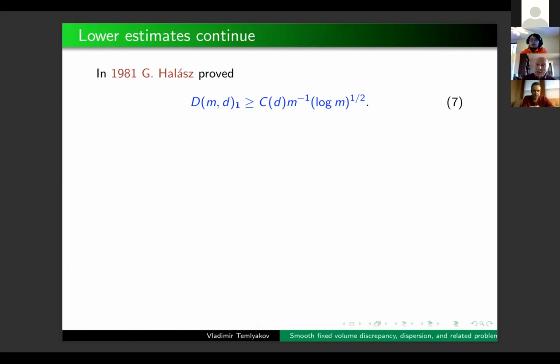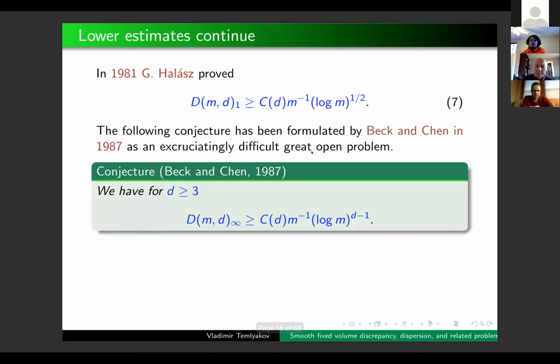In the case of L1, there was an interesting and very nice result by Halász in 1981, but he proved this. And as you can see here, the right-hand side does not depend on d. So in a sense, he proved this for d equals 2. But we cannot improve this; I mean, it is improved a little bit, but we don't know the final result for the L1 norm in dimension d.